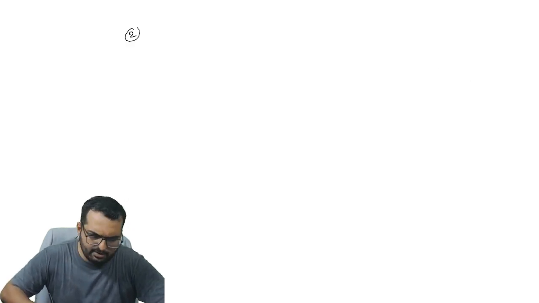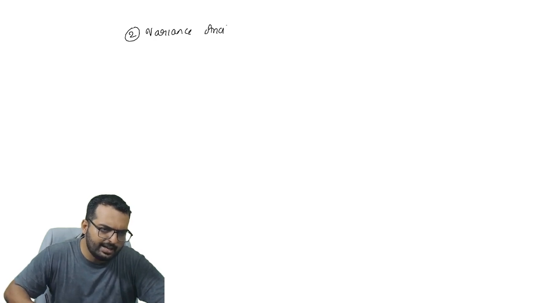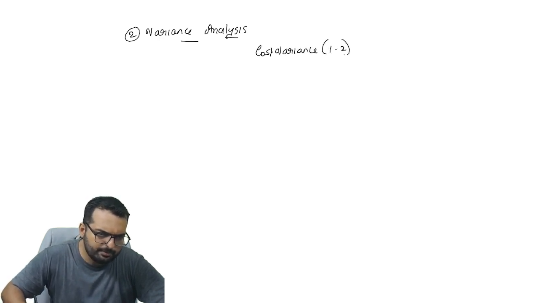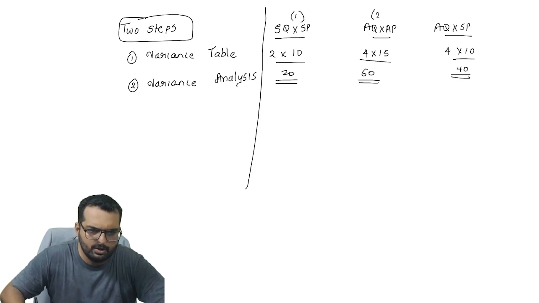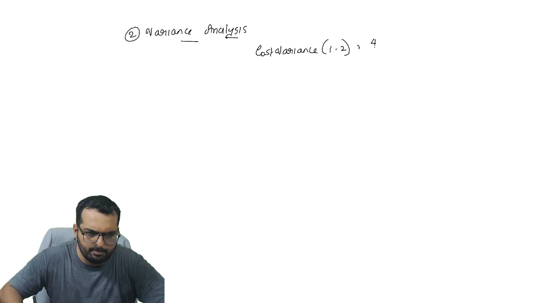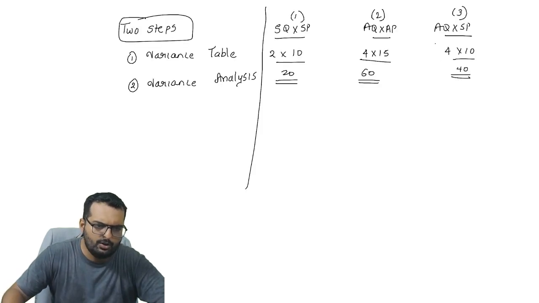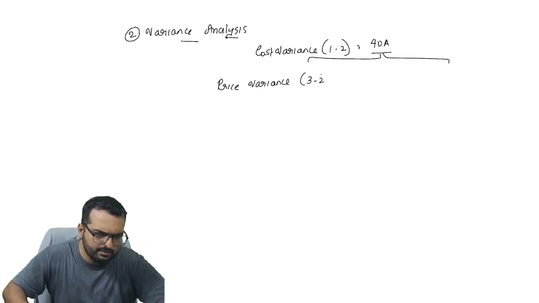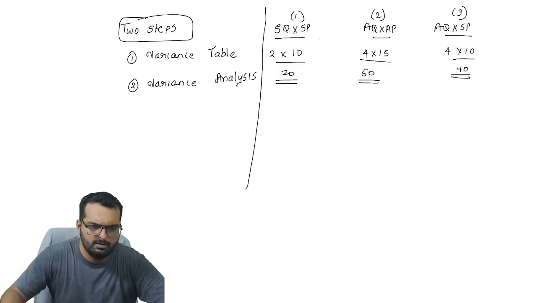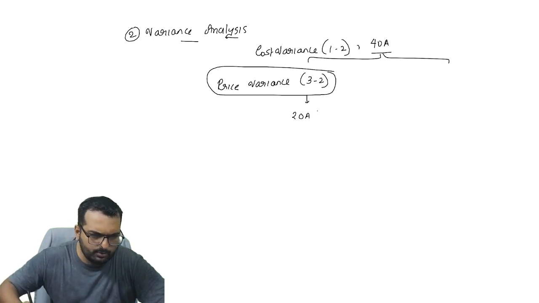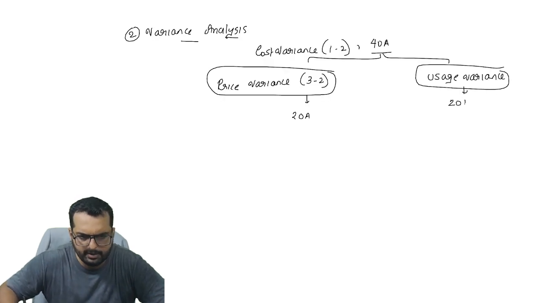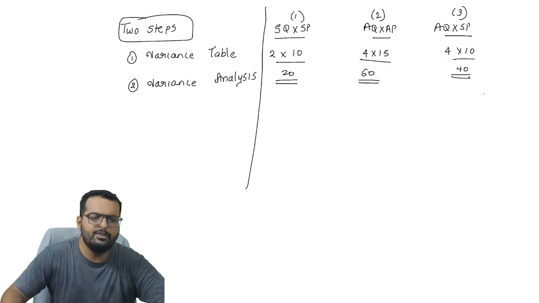Once I do this, I will write down step number two, variance analysis. Here we'll put the table like this. The first one would be cost variance, 1 minus 2. So this will be called 1, 2 and 3. So 1 minus 2 will be how much? 40. A means adverse. Then you have 3 minus 2. That is what we call the price variance. 3 minus 2 will be how much? 20 adverse. And the last one is called what? Usage variance. That will be again 20 adverse, right? 1 minus 4 will again be 20 adverse. Write down this, then I will tell you the logic.